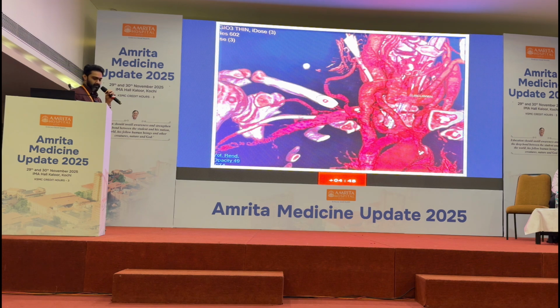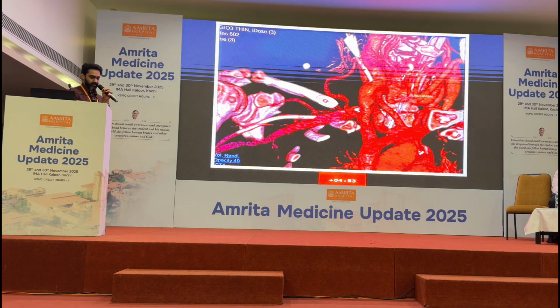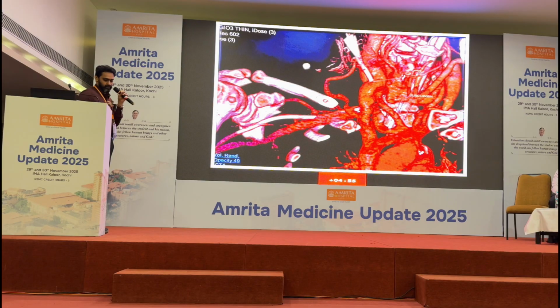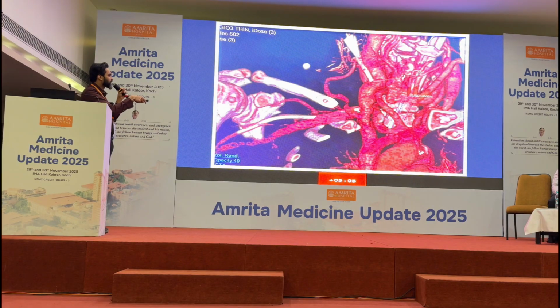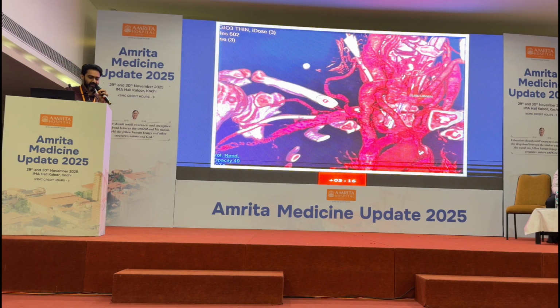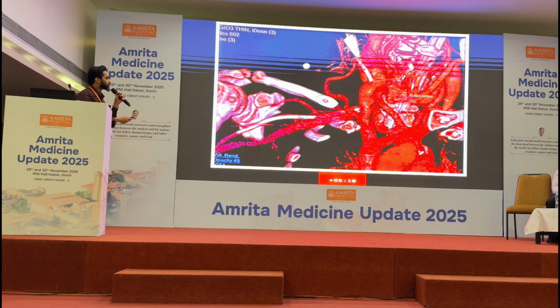So we did the CT angiogram and volume rendered images, which showed, see, this is the tip of the catheter. So he has punctured the jugular vein, the catheter has gone through the jugular vein and out, pierced the subclavian artery, and through the subclavian artery it has reached the tip lying in the axillary artery. So now what to do? If we take this out, he is going to bleed to death.